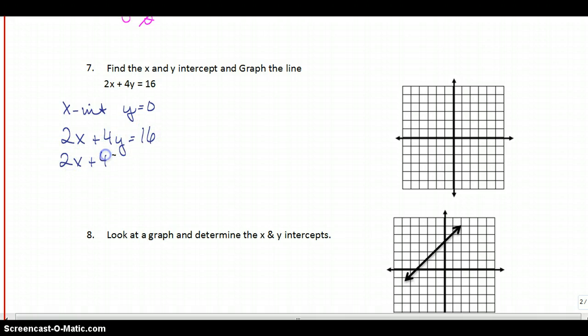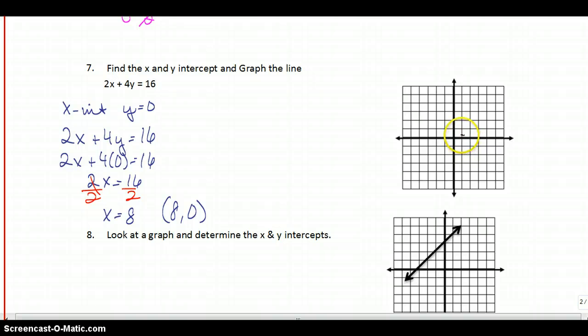2x plus 4 times 0 for y is equal to 16. 2x is equal to 16. Going to divide by 2. So x is equal to 8. That gives me the coordinate 8, 0. I'm going to make this a scale of 2 because I don't have a big enough grid. 2, 4, 6, 8, up 0.